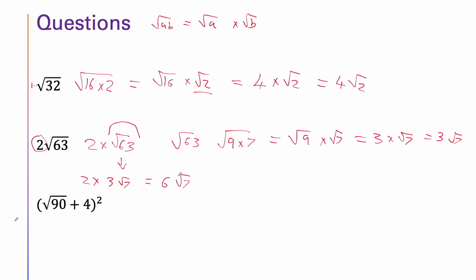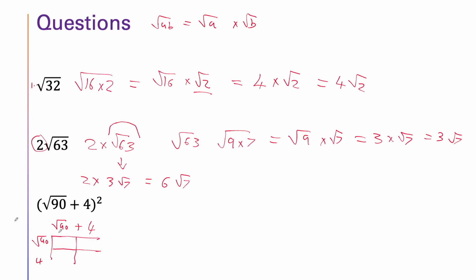Next question. Now we see a bracket, there's addition in there, and it has a square. So this is expanding the bracket. If you don't know how to do this, I'll link the video in the description or on the top right hand corner. So we're going to do this my way. Square root of 90 plus 4, square root of 90 plus 4. So we're going to make a grid and multiply all of the terms out.